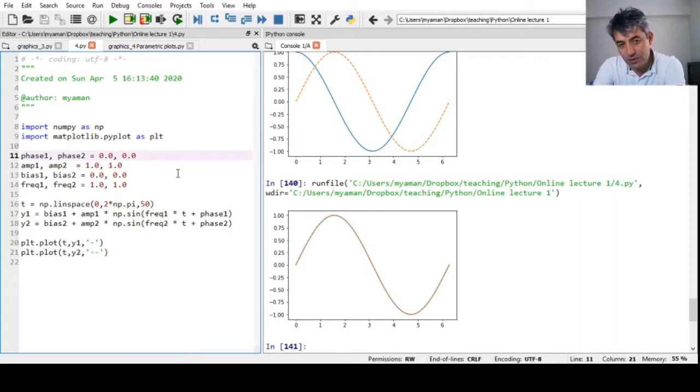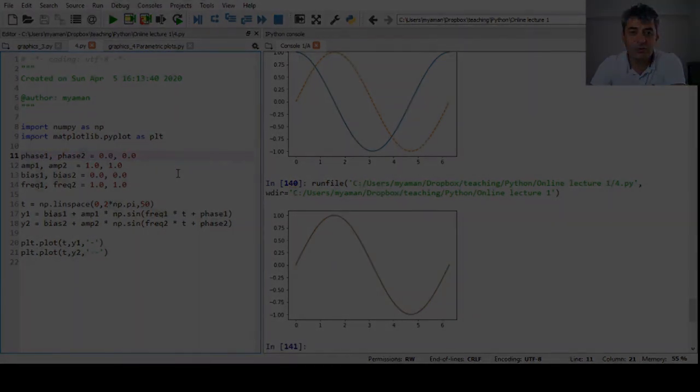Okay, at this point let's repeat what we've done. We investigated phase, amplitude, bias, and the frequency of a sine wave. In the next video, I would like to discuss a phase space representation of these two curves.